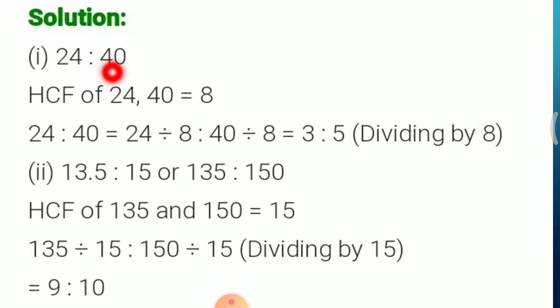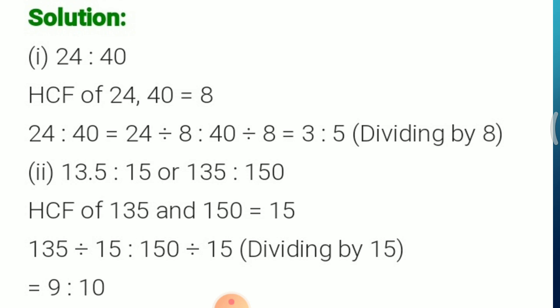24 by 40. So at first you take the HCF of 24 and 40, which is 8. So you divide both numbers by 8, okay? So 24 divided by 8 and 40 divided by 8: 8 threes are 24, so 3, and 8 fives are 40, so 5. Okay? 3 ratio 5.